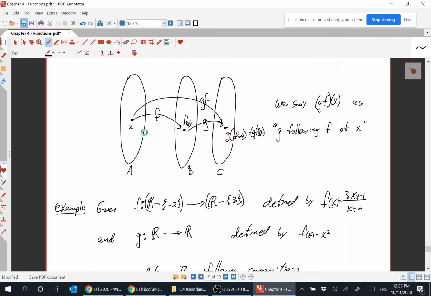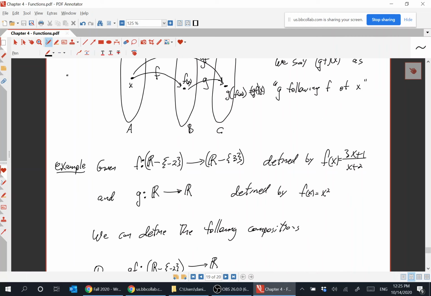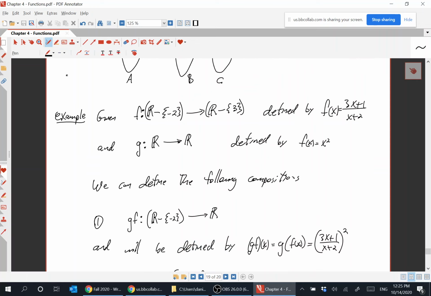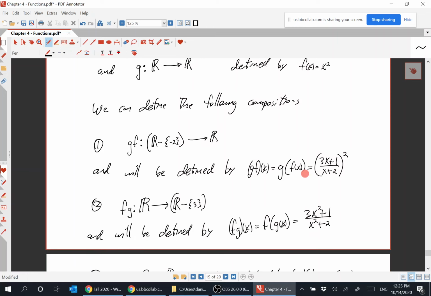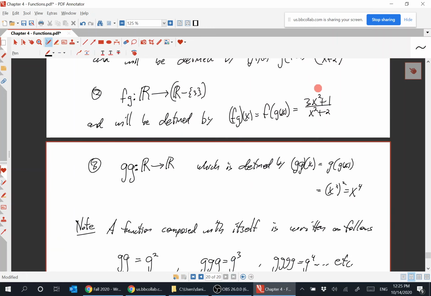So we had a couple examples here. We have this function that we've been talking a little bit about, (3x+1)/(x+2), a function from the reals minus -2 to the reals minus 3. And g from the entire set of reals, just x squared. And we talked about the compositions of those functions.